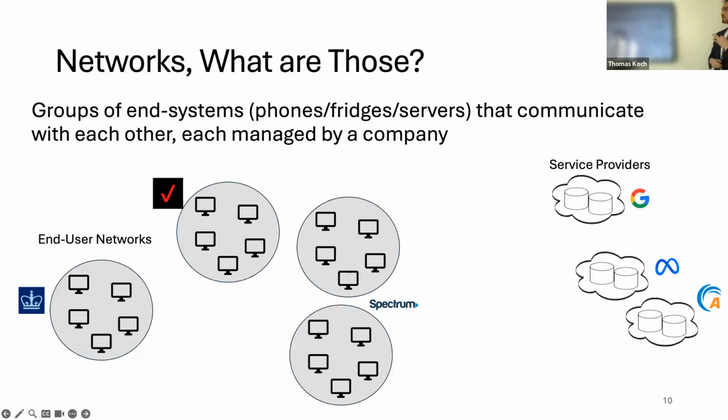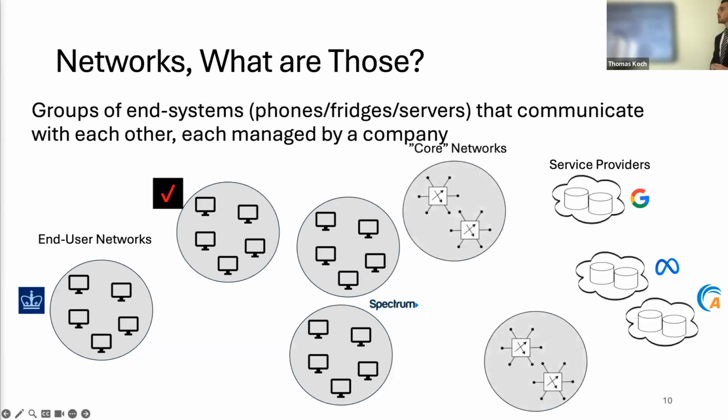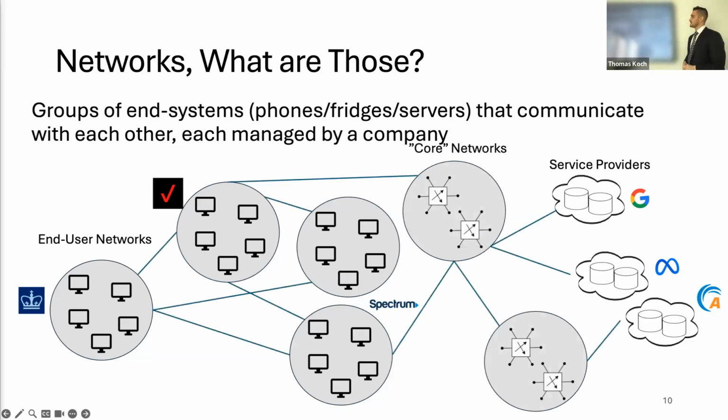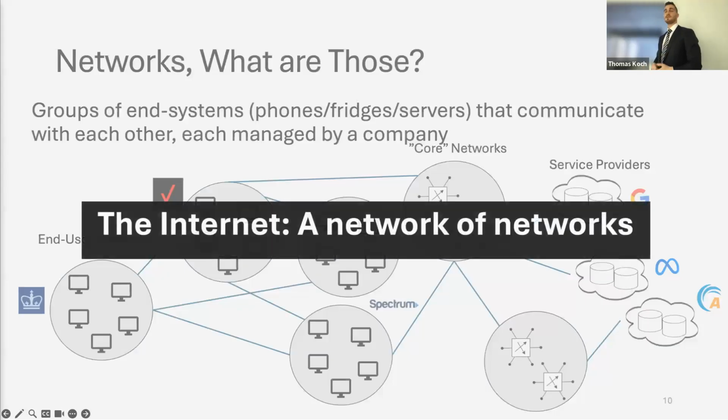A third network that maybe we haven't heard too much about is a core network, or an infrastructural network. Their key purpose is to connect the networks together to enable connectivity between all the networks on the internet. And all these networks are connected to each other in a huge graph. That's what comprises the internet, basically. The internet is just a network of networks.